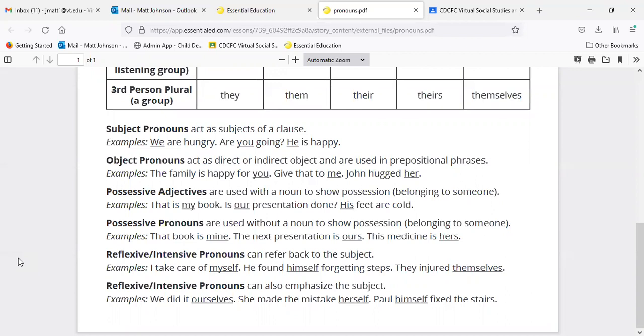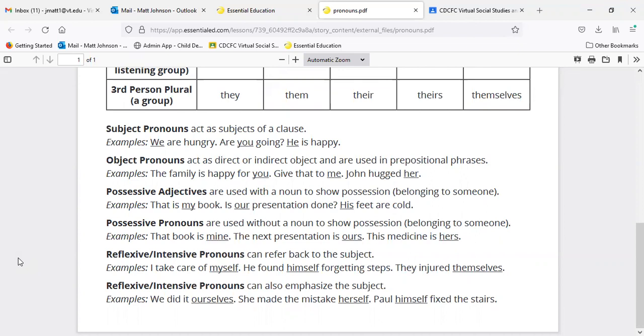Reflexive intensive pronouns can refer to the subject. So remember, we usually have a pronoun ahead of that, right? That's why it's reflexive, like reflection, right? Mirroring the pronoun. I take care of myself. So that's when you use self attached to it. He found himself forgetting steps.